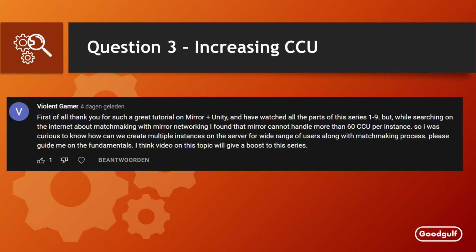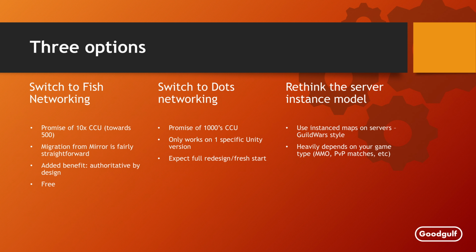Now for the last question from Violent Gamer. Let's look into CCUs. The number of concurrent users in a single host when using Mirror is limited to about 50 to 60. So how can we increase that number? Right off the bat I see 3 options. I will briefly review each of these 3 options: switch to fish networking, switch to dots networking, or rethink your server host instance model.